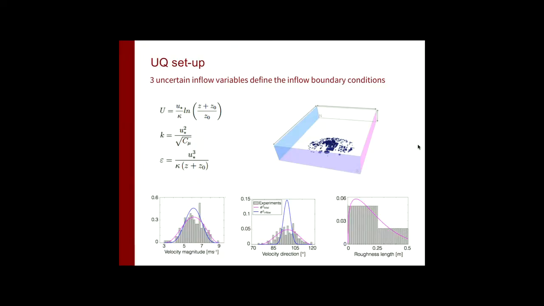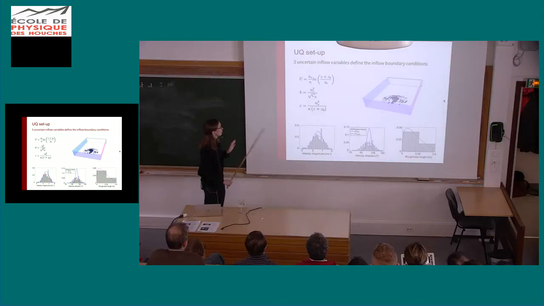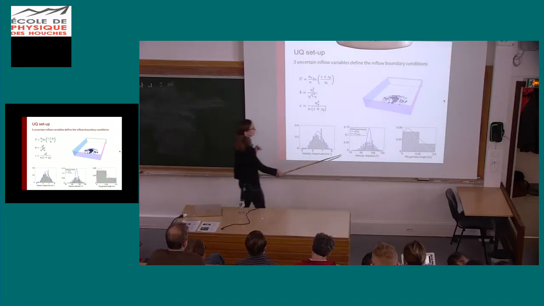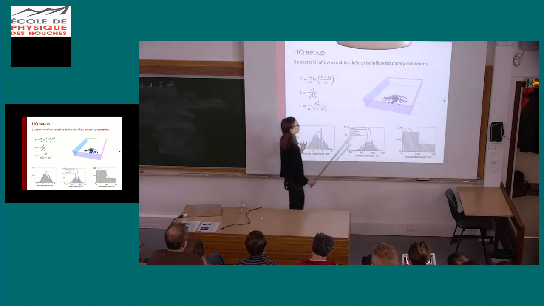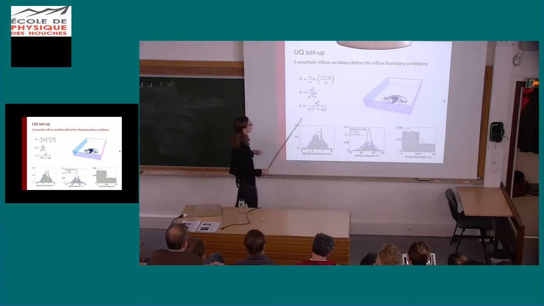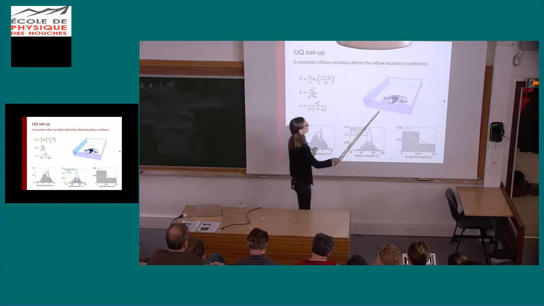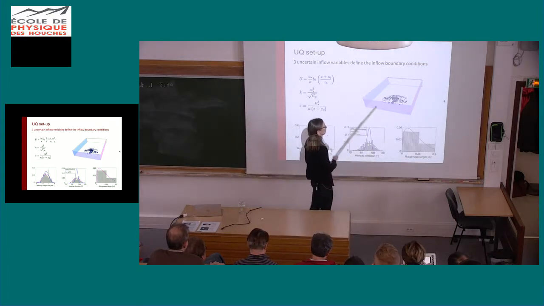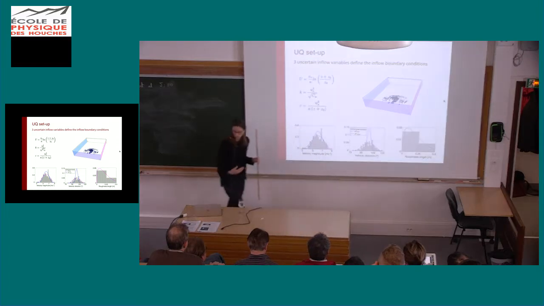Okay, so in summary, we have 3 uncertain inflow variables: the velocity magnitude, the velocity direction, and the roughness length. We have probability distributions for all of these, and they will define the boundary conditions for our domain. And then for the velocity direction, we basically just changed which planes are inlets and which planes are outlets to vary that.